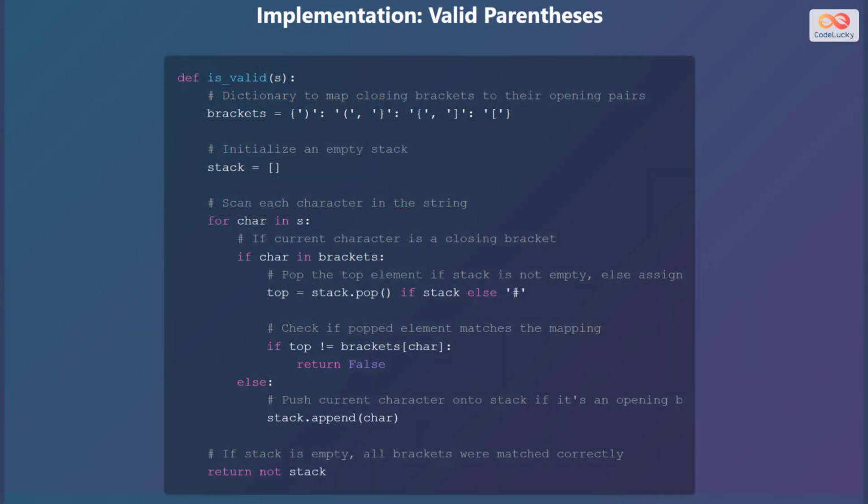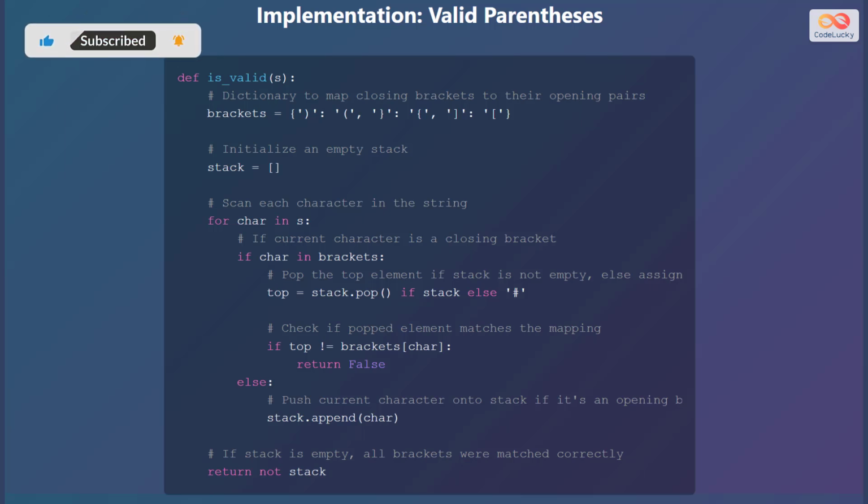Here's the Python code to implement the valid parentheses solution using a stack. First, define a function named is_valid that takes a string s as input. Create a dictionary named brackets to map each closing bracket to its corresponding opening bracket. Initialize an empty list called stack to act as our stack. Then, iterate through each character in the input string s. If the current character is a closing bracket, pop the top element from the stack.